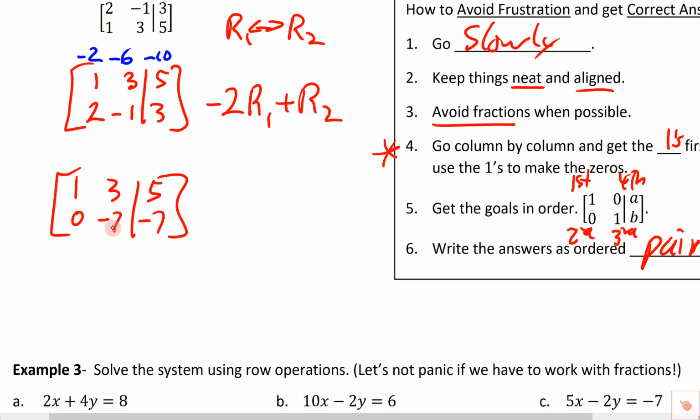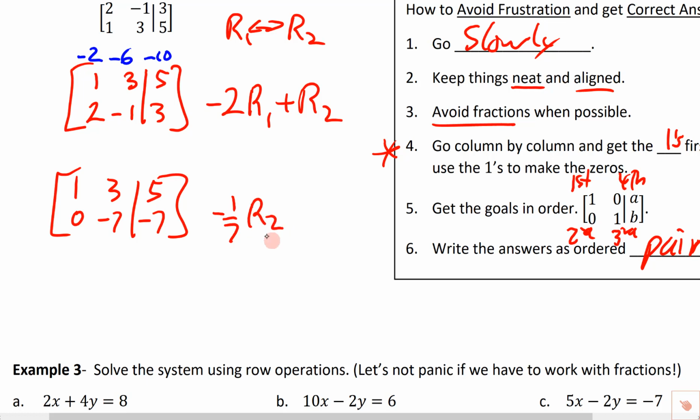What's the easiest way to turn that into a 1? Divide by -7. Okay, divide by -7, or we're always going to multiply it by something, so we're going to multiply by 1/7. So this is going to be -1/7 times row 2.